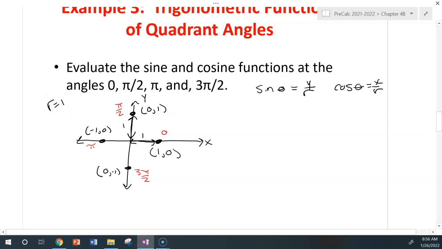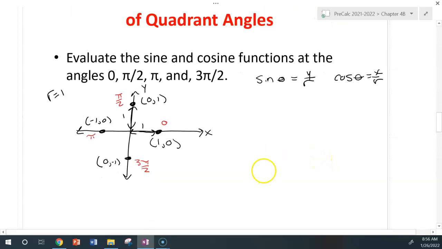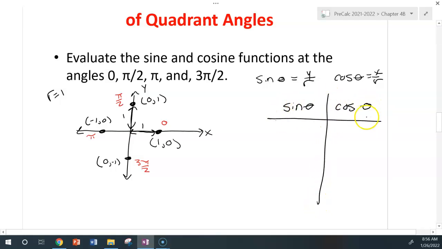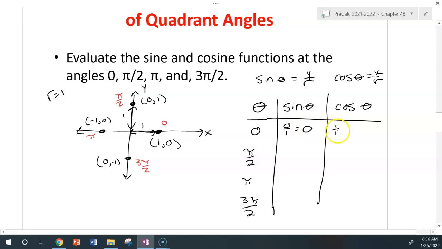All right, so let's go ahead and get the sine and cosine of our functions. I'm going to make a table. So sine of theta, cosine of theta, and here's our theta. We've got 0, pi over 2, pi, and 3 pi over 2. All right, so sine of theta is 0 over 1 equals 0. Cosine of theta, that's going to be your x, 1 over 1.